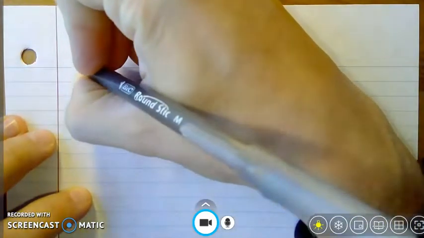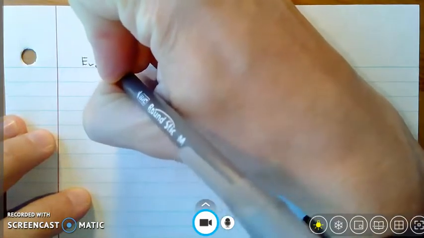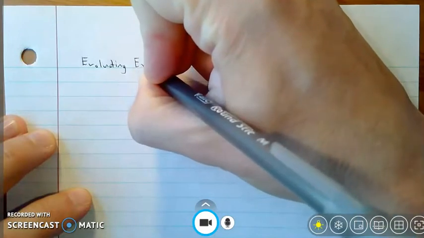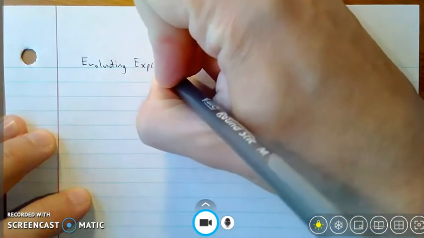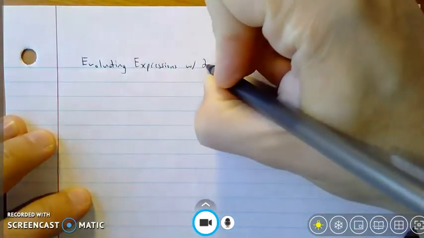Hello, hello. We are going to continue talking about evaluating expressions, but today we're going to be talking about evaluating expressions with two or more variables.